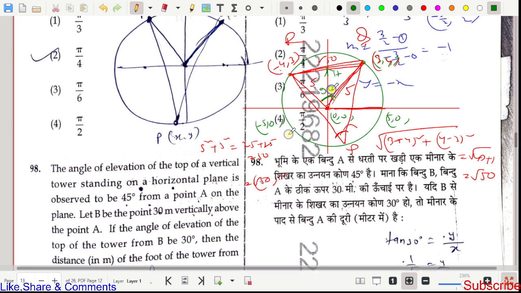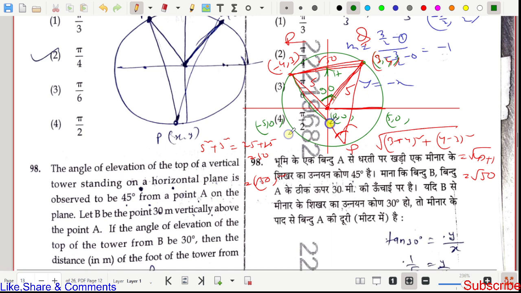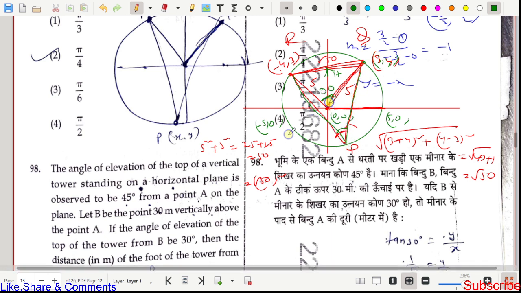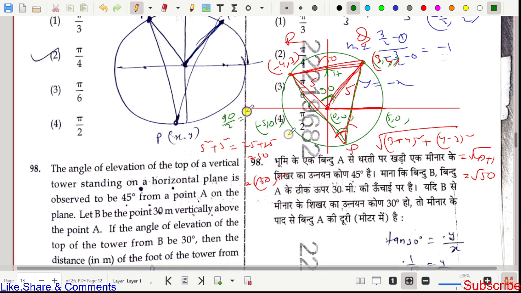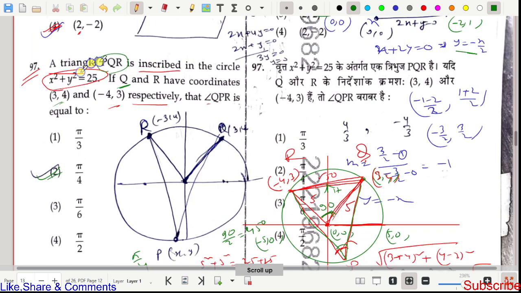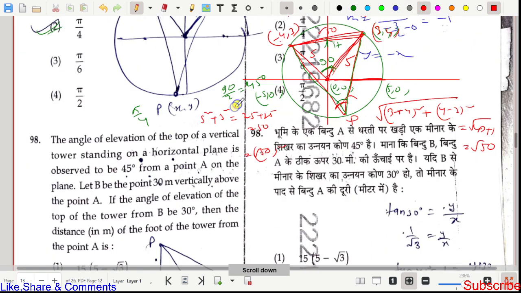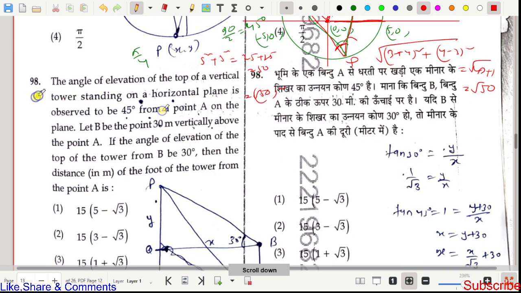Clear? So if this is 90 degrees, obviously the angle formed on the rest of this arc will be half of this angle, that means 90 by 2, that means 45. 45 means pi by 4. The second option is our correct answer. I hope you have understood. If you have any doubt, feel free to ask the question in the comment section.